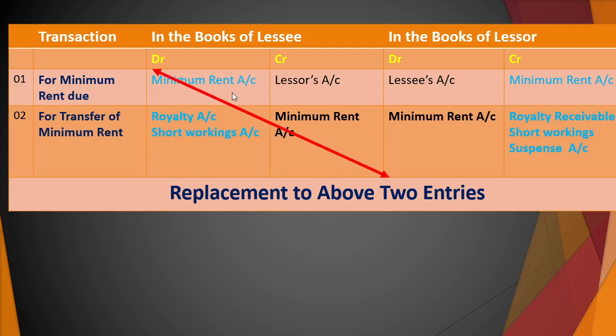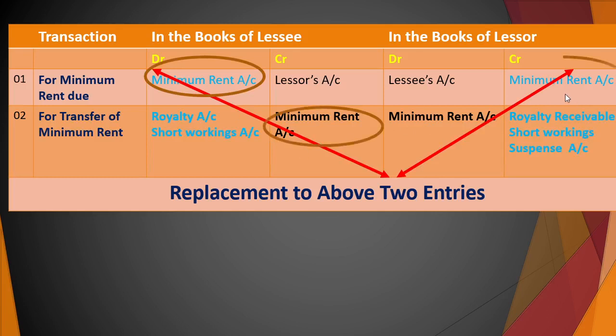So you can check here minimum rent debit and minimum rent credit. So we are going to cancel these 2 entries. Again here, minimum rent account credit and minimum rent account debit. We'll cancel these 2 entries. Debit is cancelled by credit entry and credit entry is cancelled by debit entry.